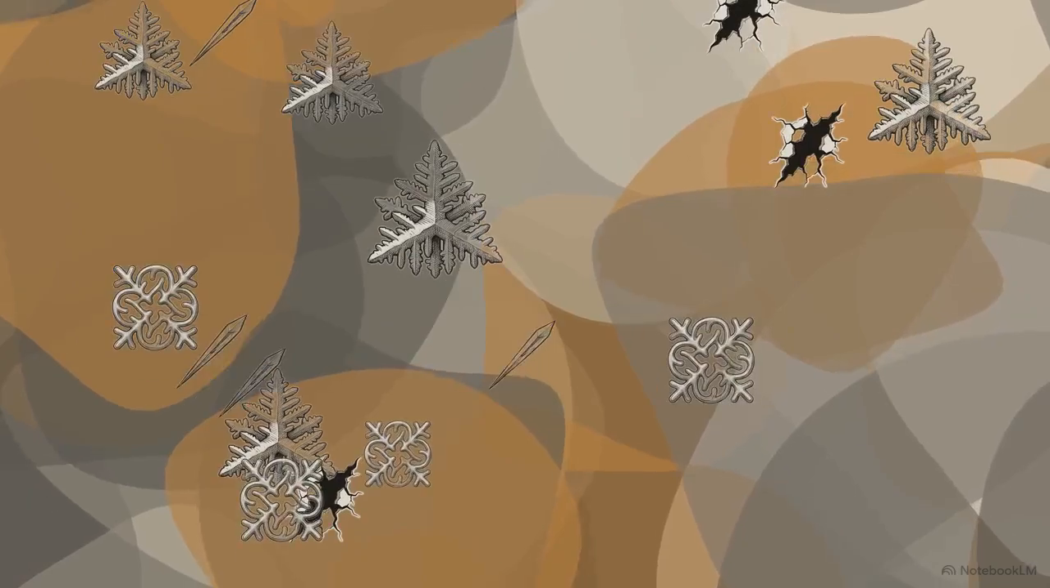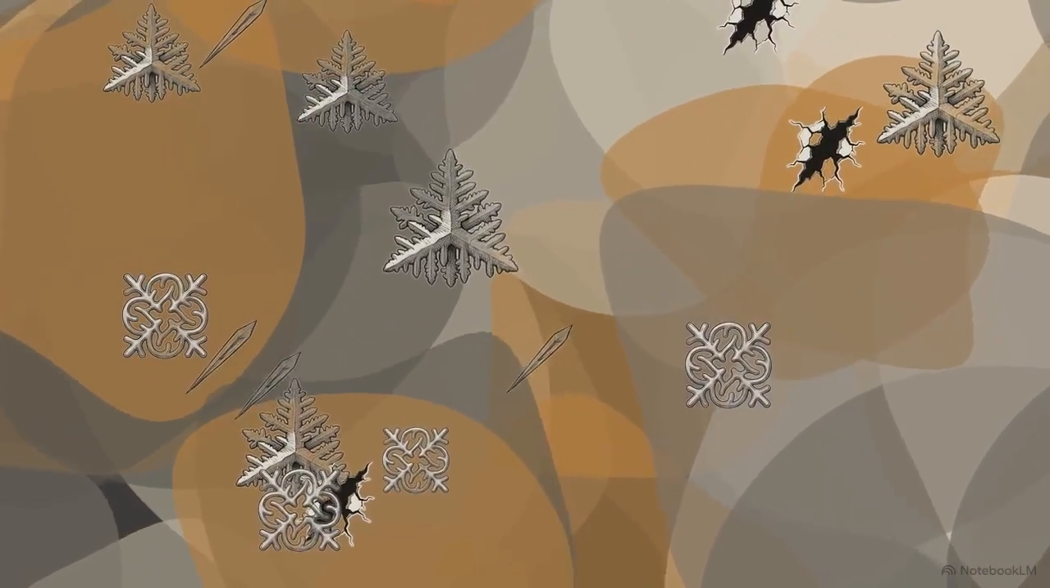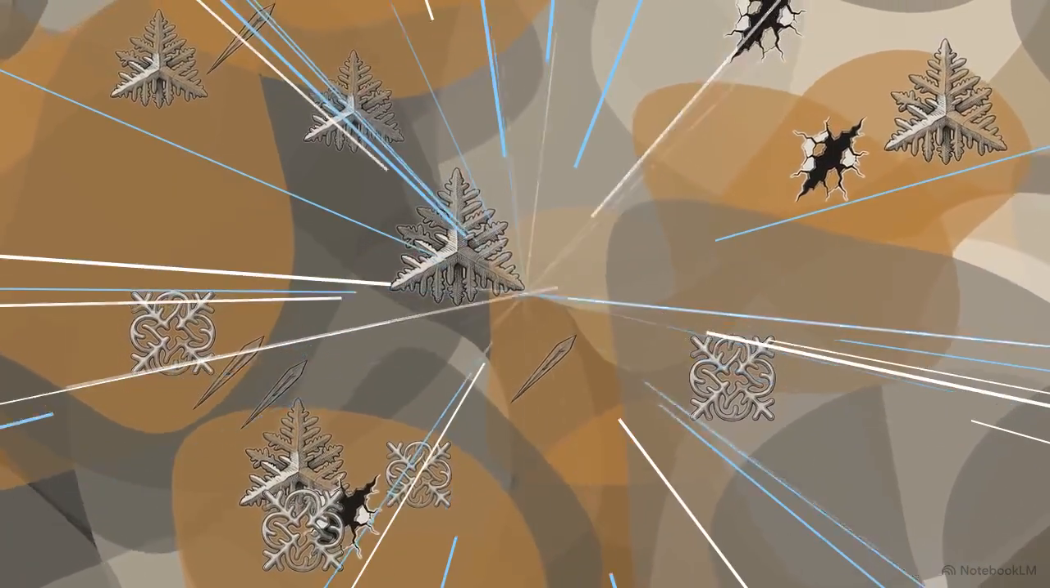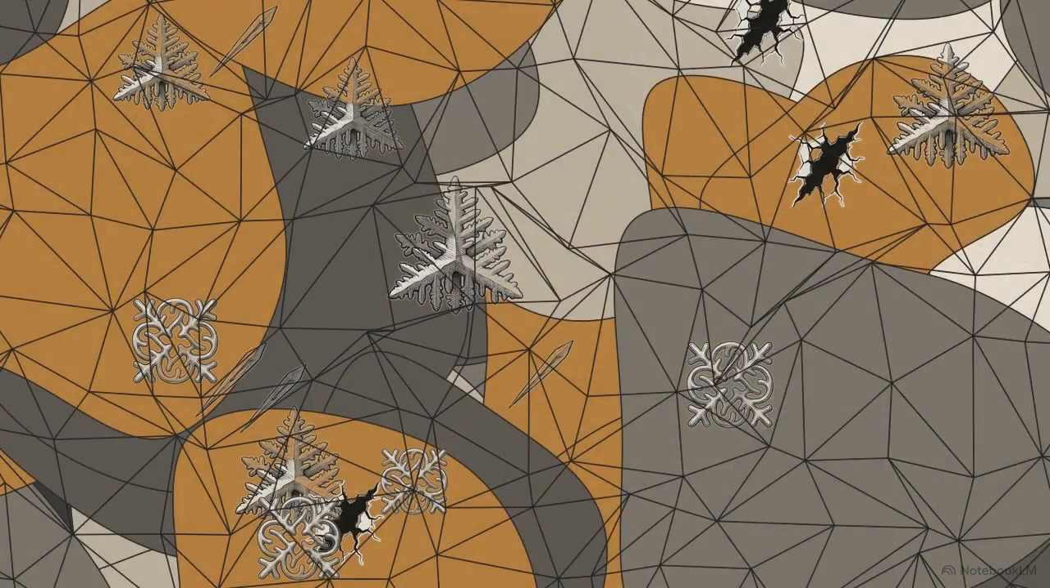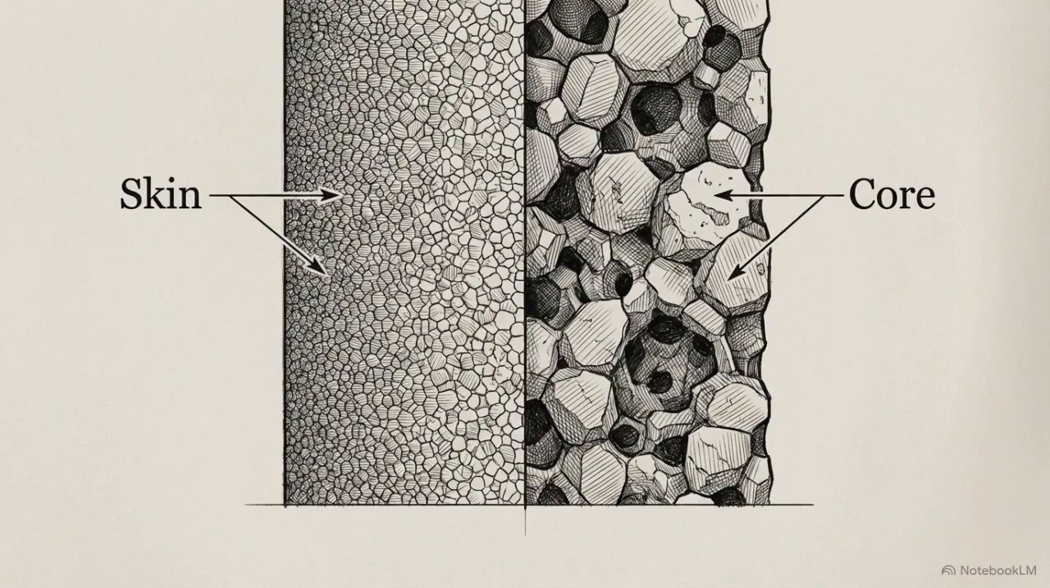To understand a casting's strength, we look inside at its microstructure, a dense landscape of distinct grains, phases, and voids. This chaotic arrangement results from non-equilibrium solidification. Rapid cooling locks chemical phases into place before they can organize. This thermal imbalance creates a skin versus core division.